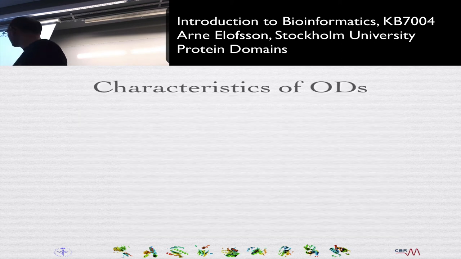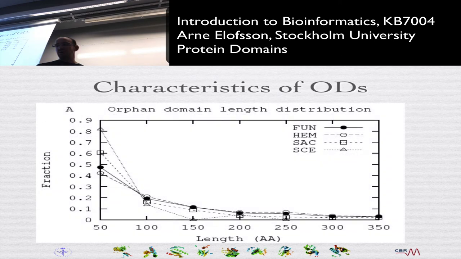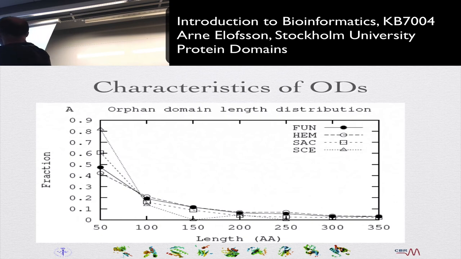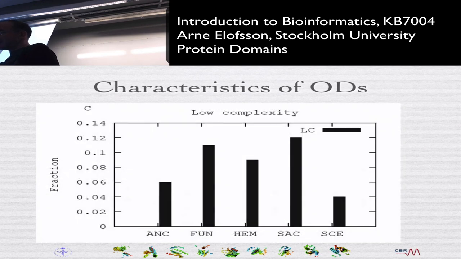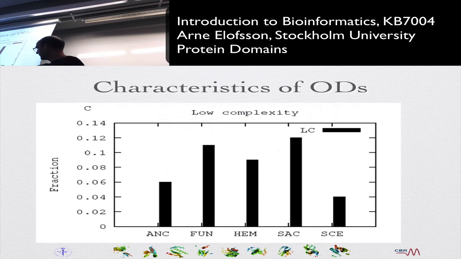We can look at some characteristics of these. So for instance, obviously they are quite short. Most of them are very short, and rarely over 100 amino acids long. Some people thought they should be repetitive, but actually they're not very repetitive. This is low complexity, where they repeat the same thing. They're actually not very overrepresented.